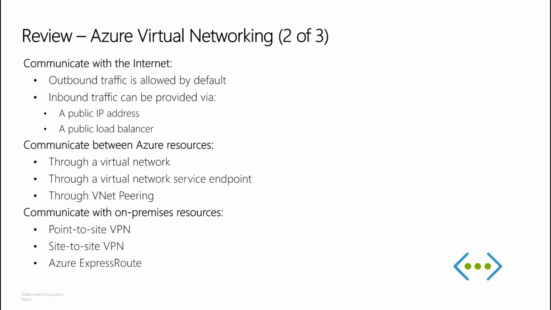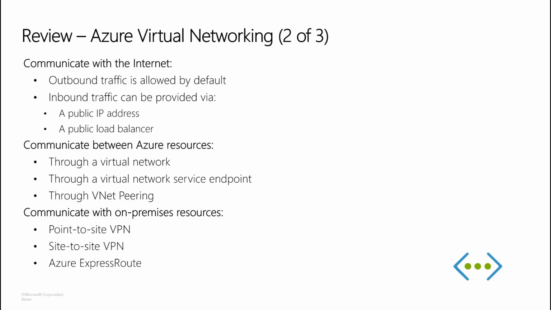Next, we will talk about communicating between Azure resources. Azure resources communicate securely with each other in one of the following ways. First, through a virtual network. You can deploy VMs and several other types of Azure resources to a virtual network, such as Azure App Service environments, Azure Kubernetes Service, which is AKS, and virtual machine scale sets, also known as VMSS. So this is how the services can talk to each other.